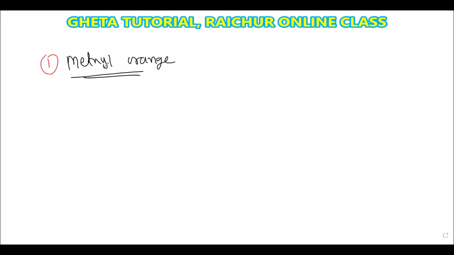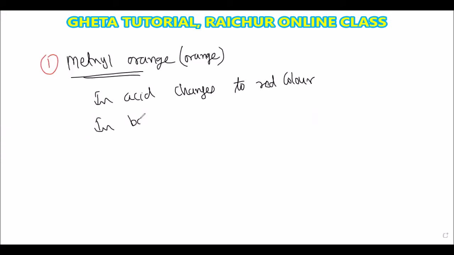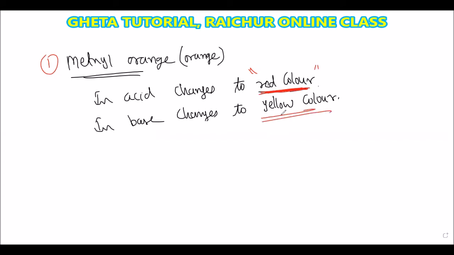Methyl orange. The name itself gives you the idea that it is an orange color. In acid, it changes to red color, and in base, it changes to yellow color. This is the answer for methyl orange. In acid, it changes to red color and in base, it changes to yellow color.